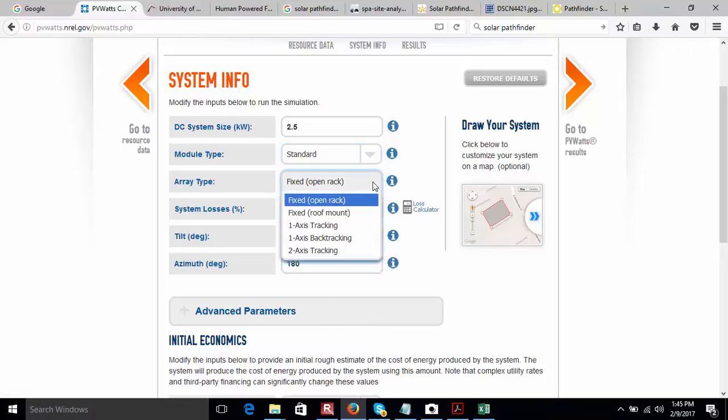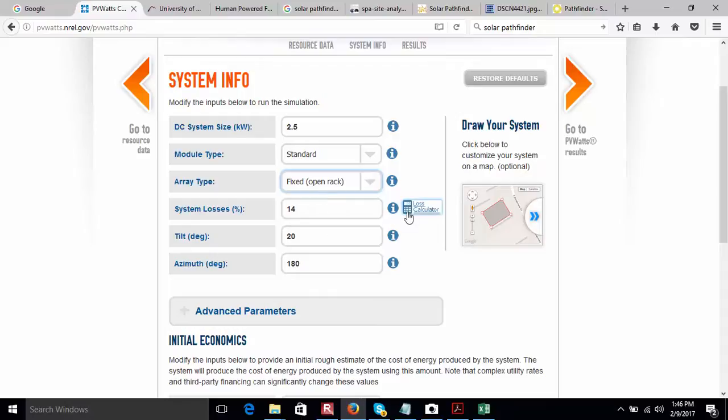Array type: open rack, roof mount, one axis tracking, one axis back tracking, two axis tracking. The back tracking just means that it's going to actually get back to east very early in the morning, but we'll just call it open rack.